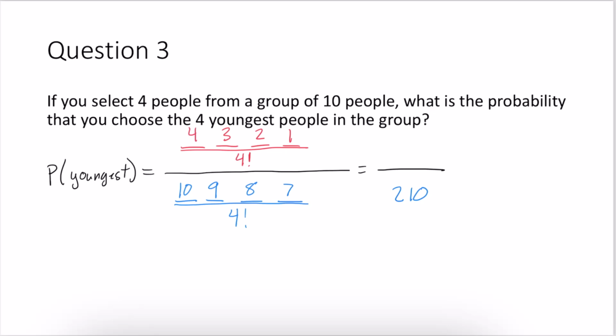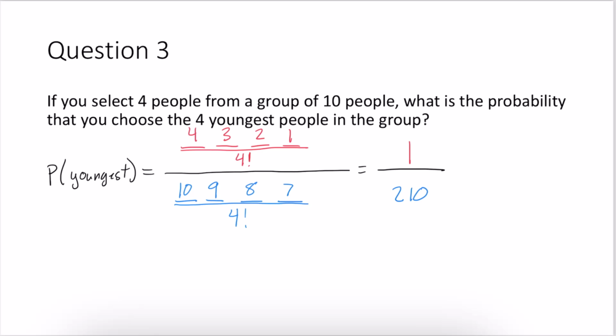So when you calculate that out, you end up with 1, because 4 times 3 times 2 times 1 divided by 4 factorial, which is 4 times 3 times 2 times 1, just equals 1. So essentially there's just one way to choose the 4 youngest people in the group. And that's just choosing the 4 youngest people in the group. So that's the number of ways that you can get your desired outcome.